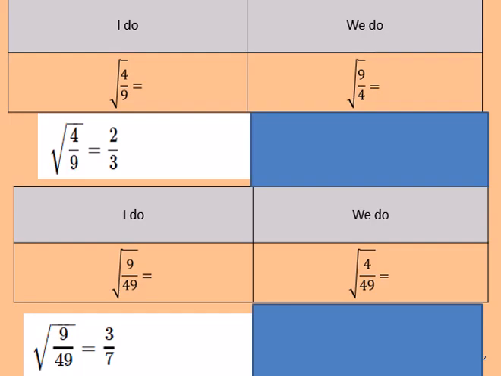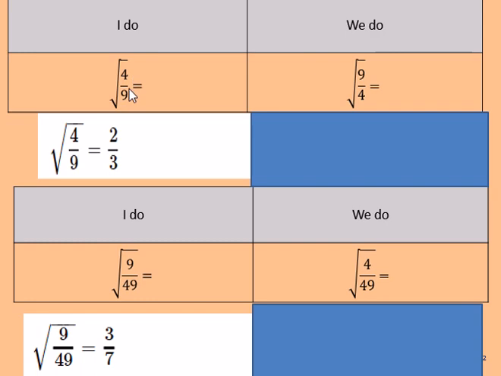So, going on to some more difficult examples now, you'll notice that we've got the square root and we've got a fraction underneath the square root. So we've got to learn how to deal with that. And it's quite simple really. This is the square root of 4 over 9, or square root of 4/9.